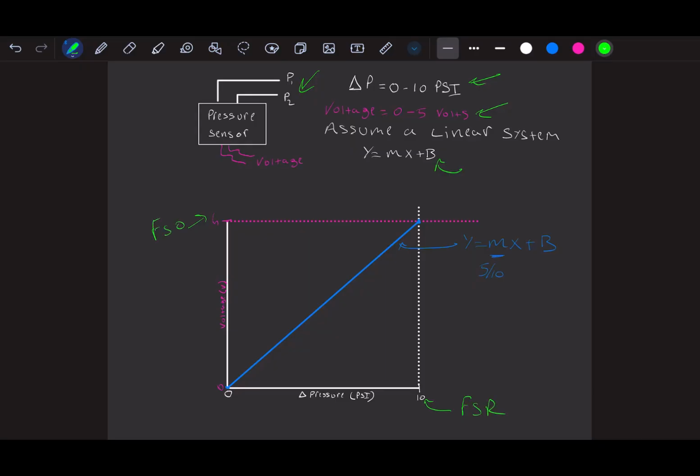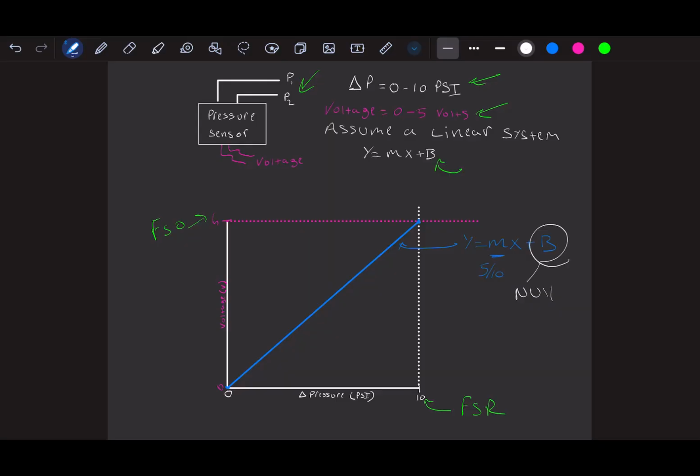Full-scale range, full-scale output. And there was this value b that we said had another special meaning to it, that this was our null. This doesn't always have to be 0 for sensors. In this sensor it is. In some sensors it is not.